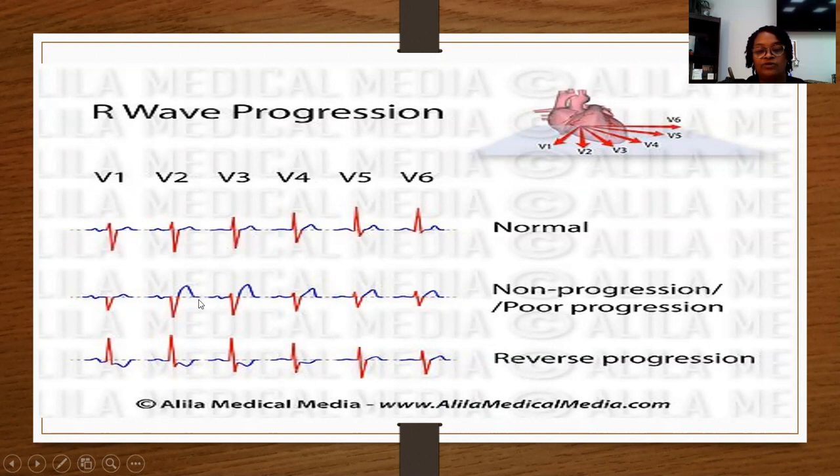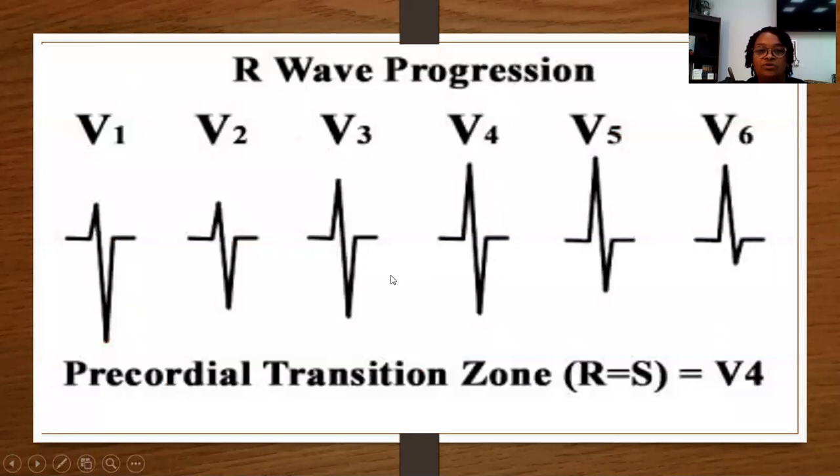So here's an illustration of what the normal should look like as it progresses gradually. And then here, if you have poor progression, you see instead of gradually getting positive, it's getting more negative, and then it's like it's unstable. And then here in reverse progression, it's backwards. It's totally the opposite. So here's a good illustration of R wave progression. We see here the transition zone is when R equals S, which is usually around V4.